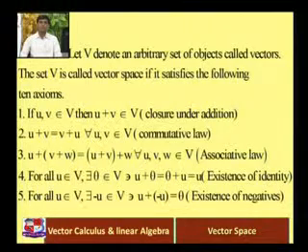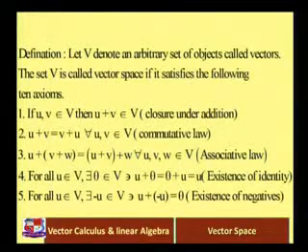So here is the first condition. If u, v belong to vector space V, then u plus v also belongs to V. That is the condition of closure under addition. The second condition is u plus v is equal to v plus u, true for all u, v belonging to V. That is called the commutative law. The third condition is the associative law, which is u plus (v plus w) equal to (u plus v) plus w, also true for all u, v, w belonging to V.